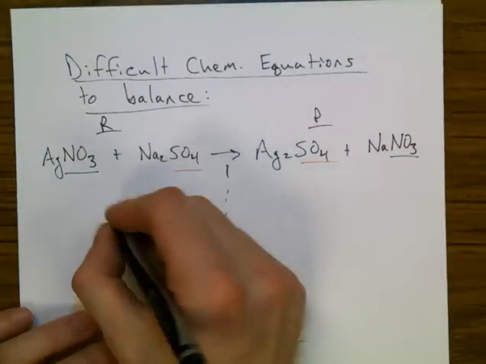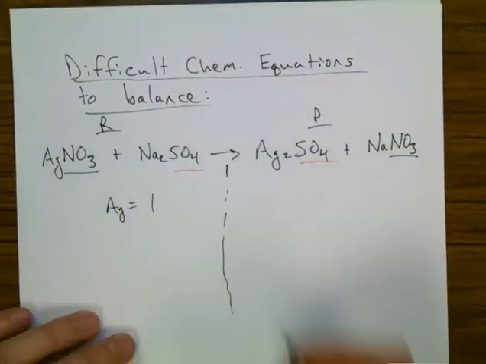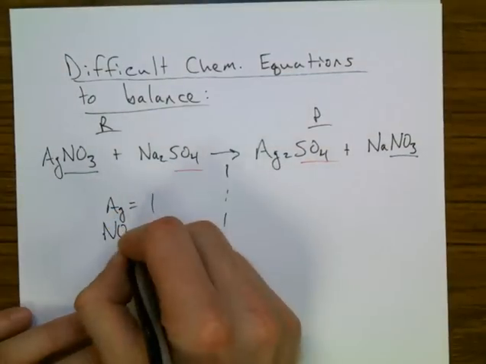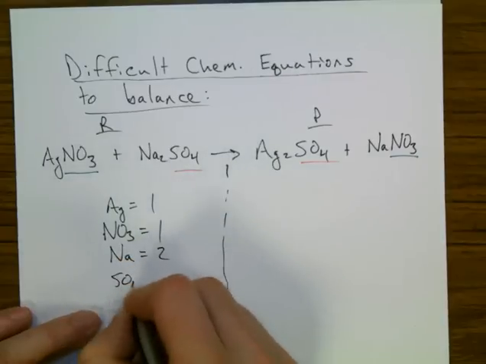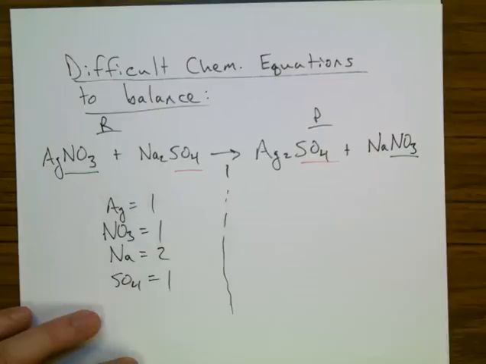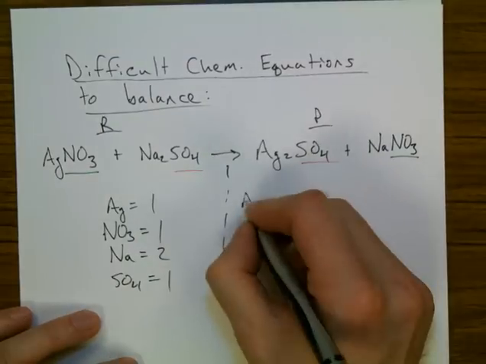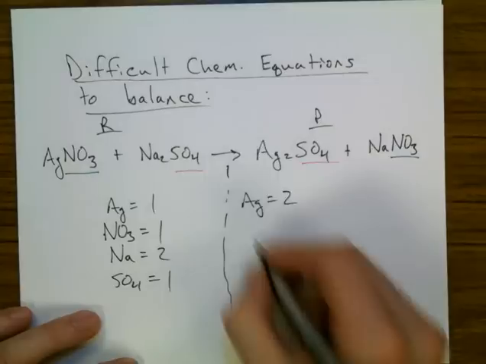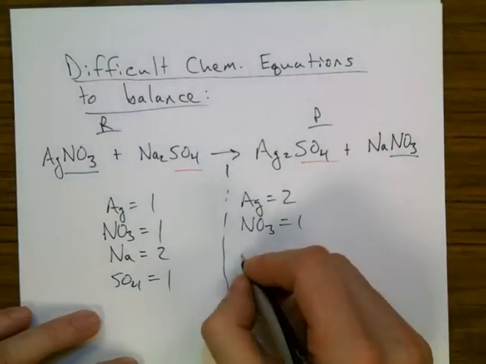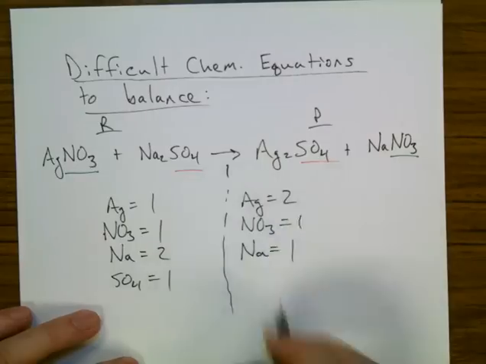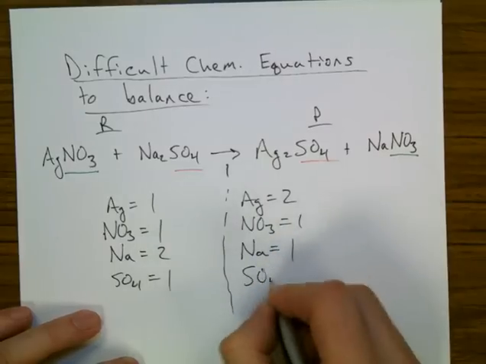keep it whole. So we have one silver here, we have one nitrate, we have two sodiums, and we have one sulfate on the left side. On the right side, we have two silvers. As far as nitrates, we have one. For sodium, we have just one. And for sulfate, we have just one.